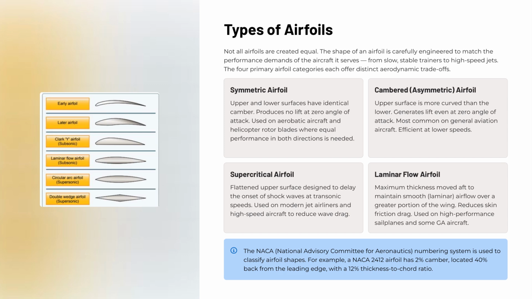Finally, the NACA numbering system gives engineers and pilots a standardized way to classify these shapes. A NACA 2412, for example, tells you the airfoil has 2% camber, positioned 40% back from the leading edge, with a thickness-to-chord ratio of 12%.